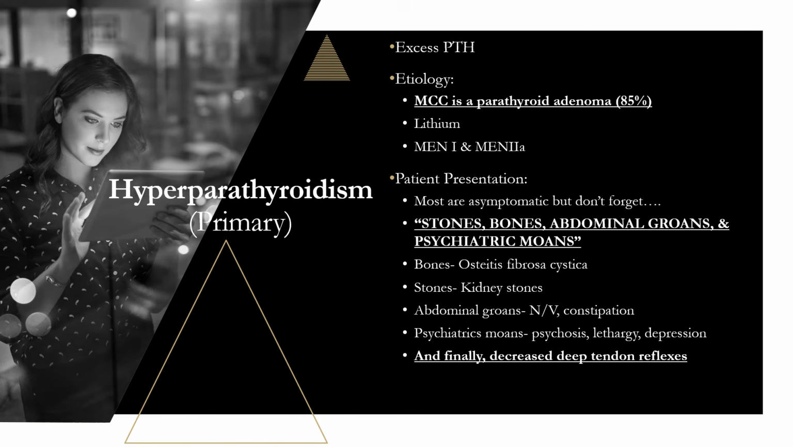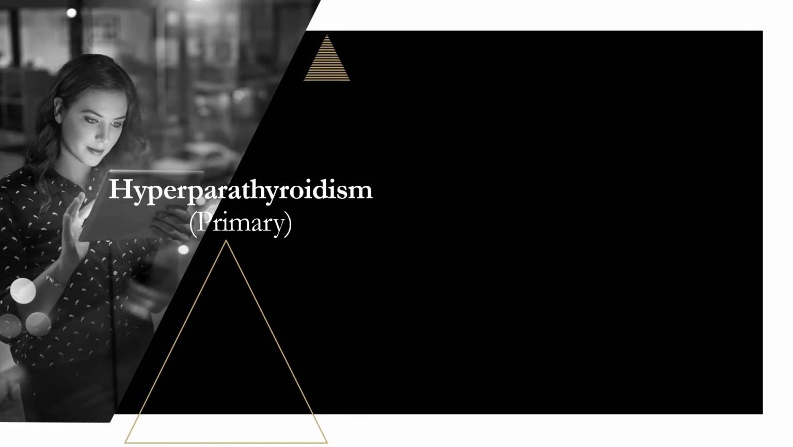And then, of course, another thing that's important to remember is you can have decreased deep tendon reflexes in hyperparathyroidism. So moving on to the diagnosis. The labs that you're going to find, and this is important, are a triad of hypercalcemia, increased PTH, and decreased phosphate. This makes sense because your PTH controls the serum calcium in the body. So an increased PTH is obviously going to lead to increased calcium, so hypercalcemia.